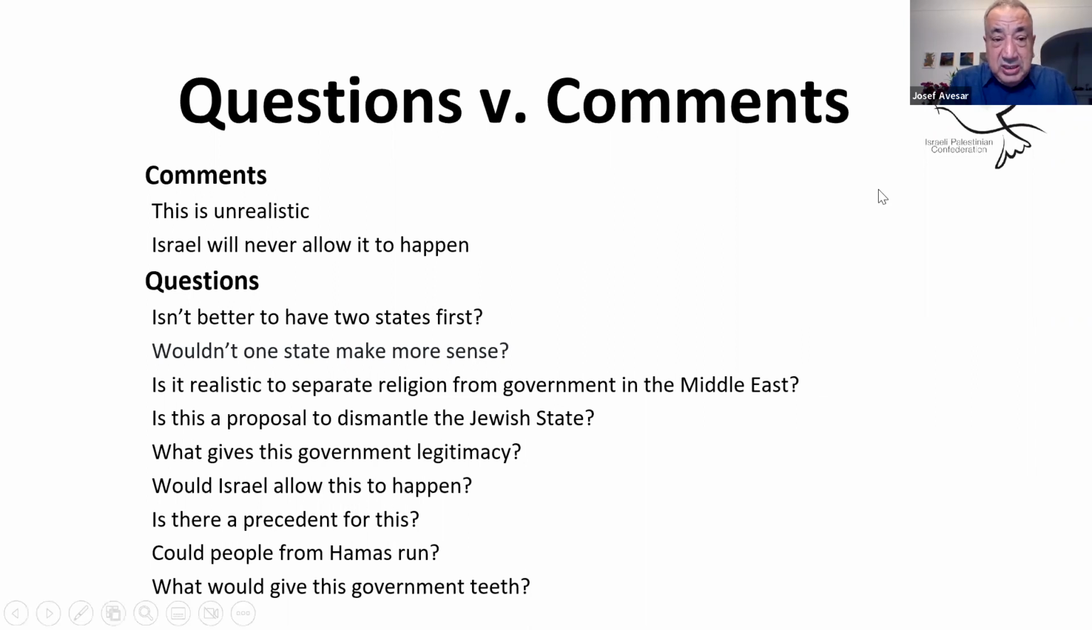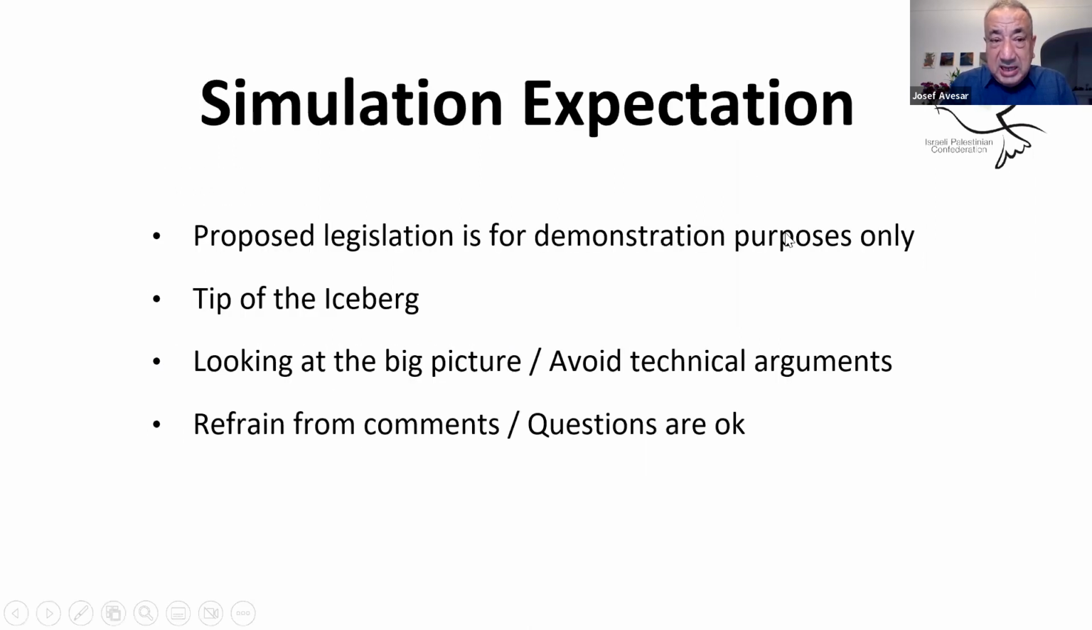Questions that you can ask. I'm just suggesting questions. Isn't it better to have a two-state solution first? Wouldn't one state make more sense? Is it realistic to separate religion from government in the Middle East? Is this proposal to dismantle the Jewish state? What gives this government legitimacy? Would Israel allow this to happen? Is there a precedent for this? Could people from Hamas run? What would give this government teeth? These are all legitimate questions. I'm just suggesting that you may want to ask them during the simulation, but please refrain from comments. And questions you can ask at any time.